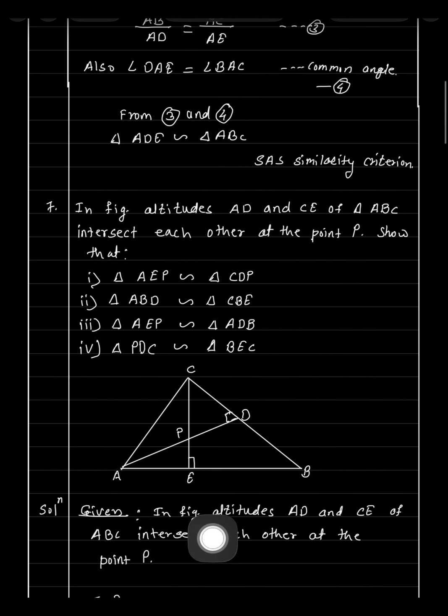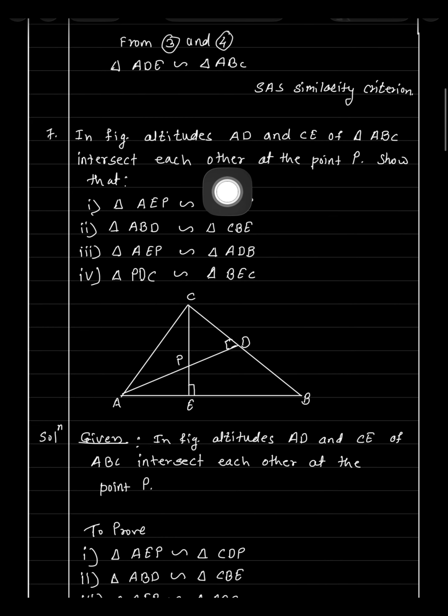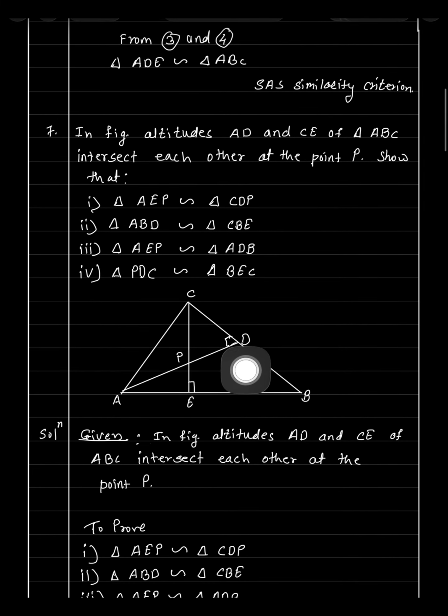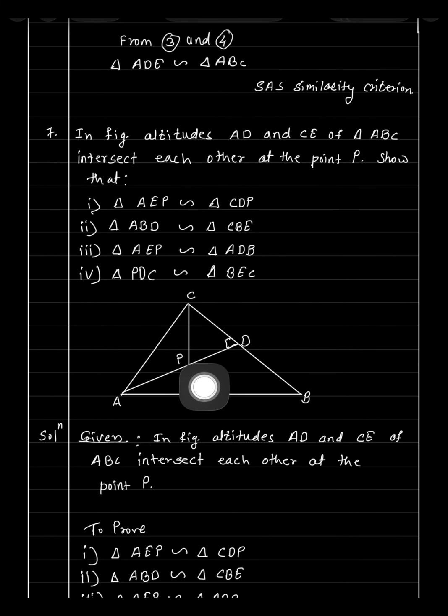Now the next question, the seventh. In the figure, altitudes AD and CE of triangle ABC intersect each other at the point P. Show that, and here they ask four parts. What is the given? The triangle is given, two altitudes are given, and they intersect at point P.